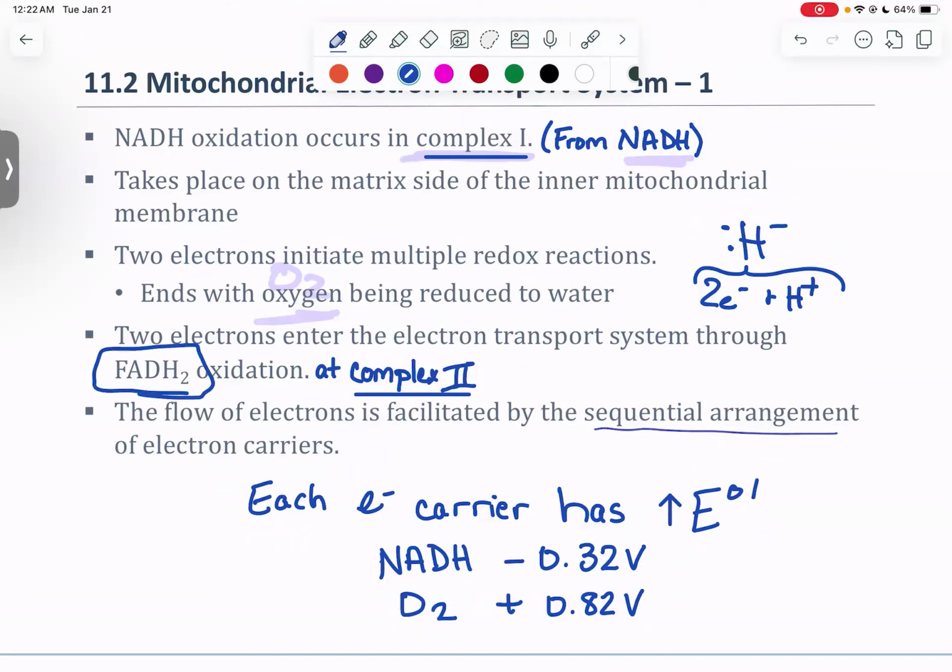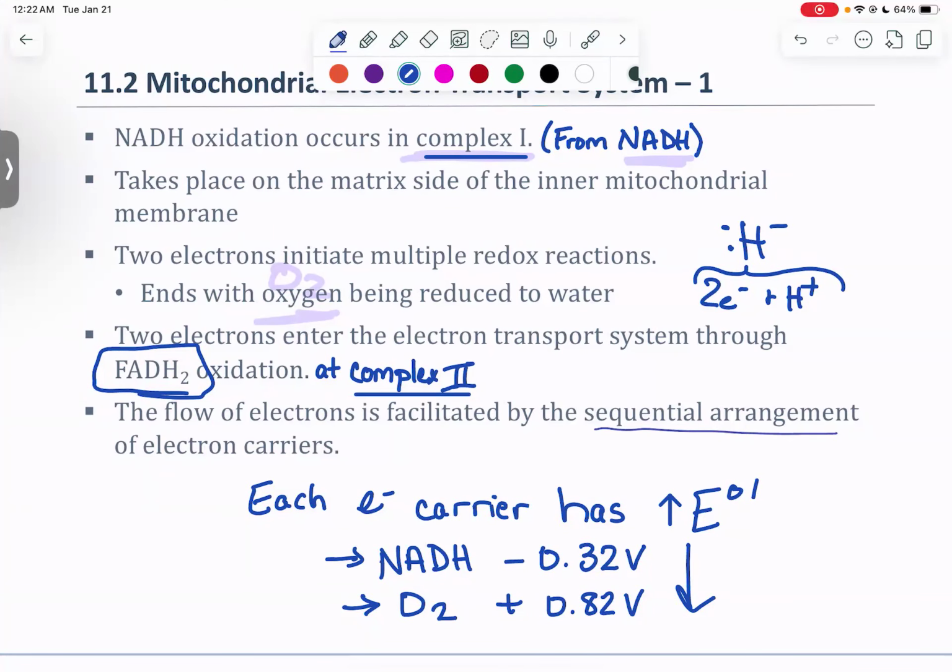Okay, so the other way that we can have electrons enter the electron transport system is if they are in FADH2. FADH2 cannot drop off to complex 1. It must drop off at complex 2. The reason is because of the standard reduction potentials. Each electron carrier has a unique standard reduction potential, and we're always going to go to a more positive standard reduction potential. NADH is going to be the most negative, O2 is going to be the most positive, and our electrons flow in that direction.